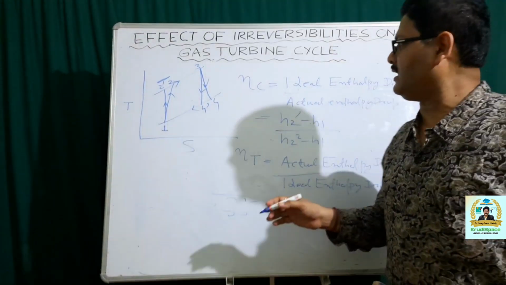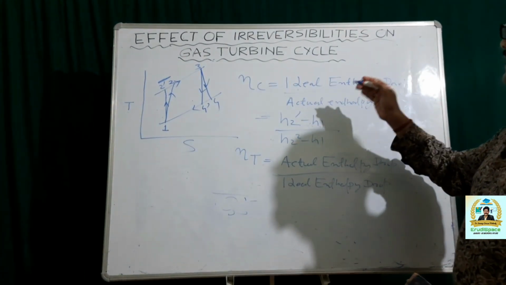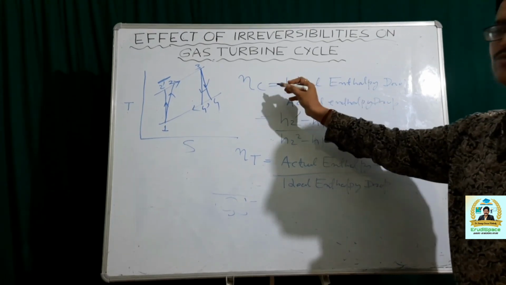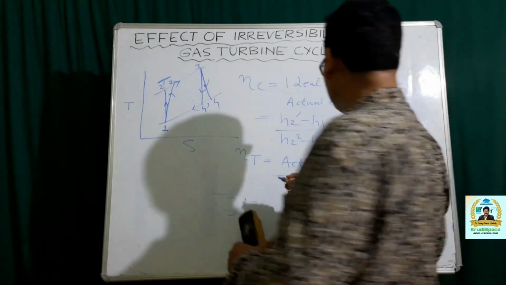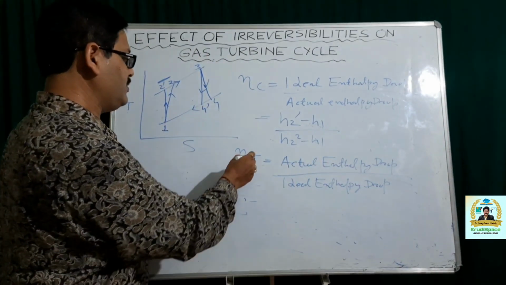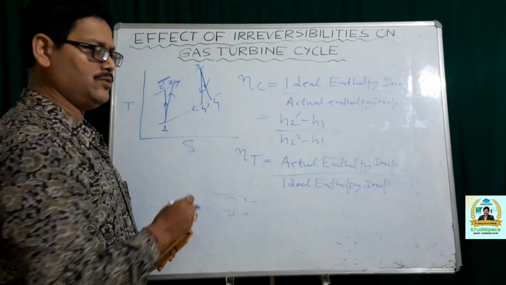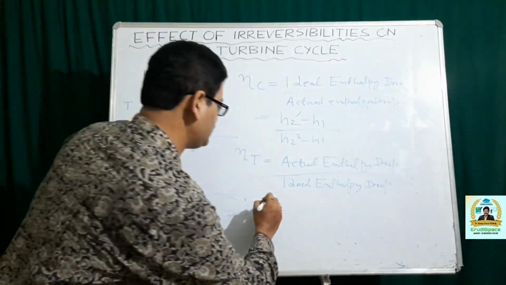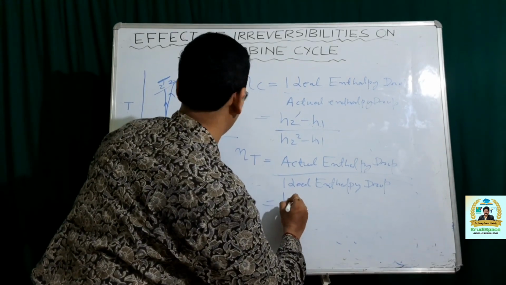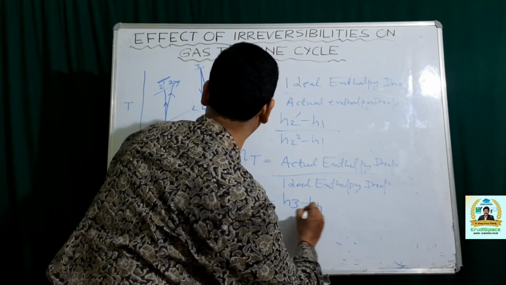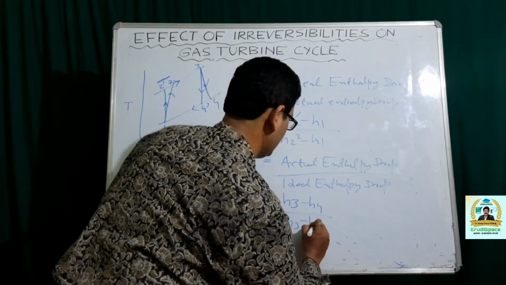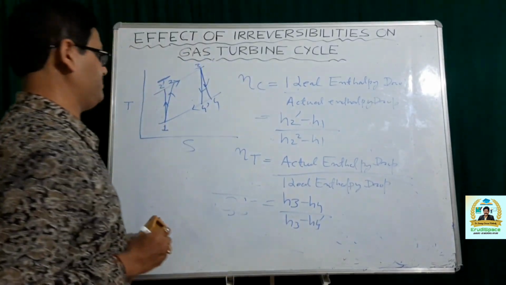And when we are considering the ideal enthalpy drop and actual enthalpy drop when it comes to compression, it is with reference to the compression, and when we are considering the actual enthalpy drop as well as the ideal enthalpy drop when it comes to turbine, it is related to the turbine. So there should not be any confusion related to this. So this is equal to H3 minus H4 divided by H3 minus H4 dash.